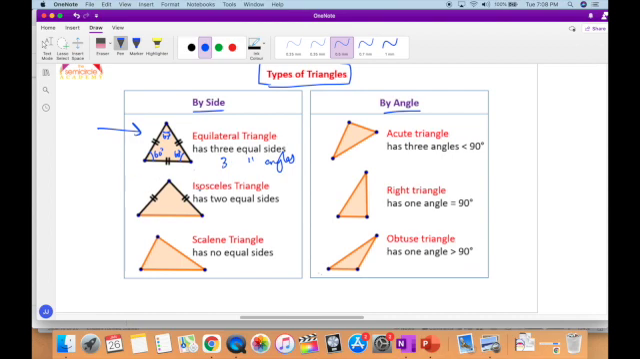Now we have the Isosceles Triangle. The Isosceles Triangle has these two sides equal, so 2 equal sides.